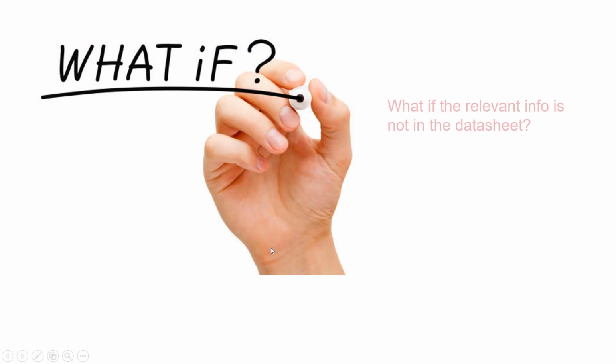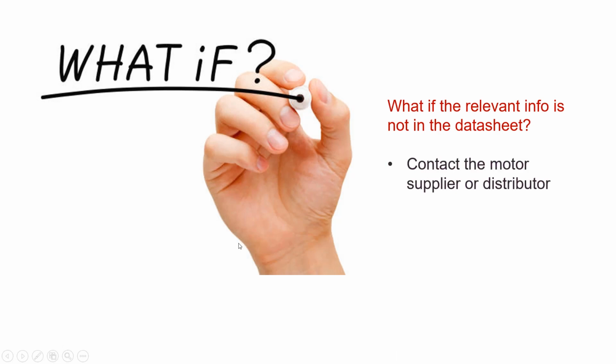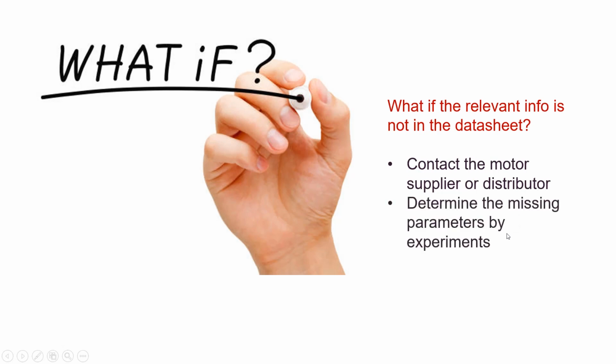But what if the relevant info in your data sheet is not available? What can you do then? The first thing you can do is contact the motor supplier or distributor and ask him or her if there is more motor data available. Second, you can determine the missing parameters by experiments. There is a video in this playlist which discusses this topic. And last, and probably least in this case, you have to choose another motor.